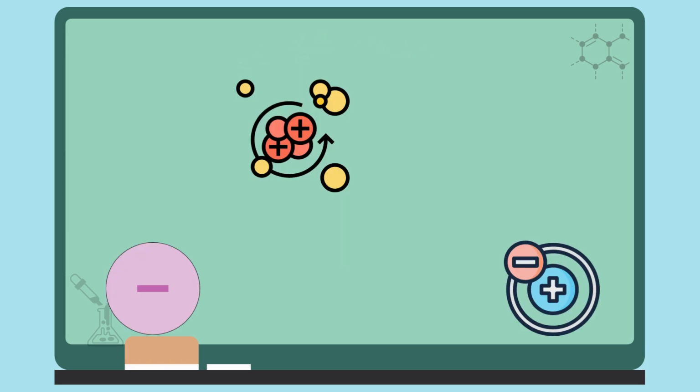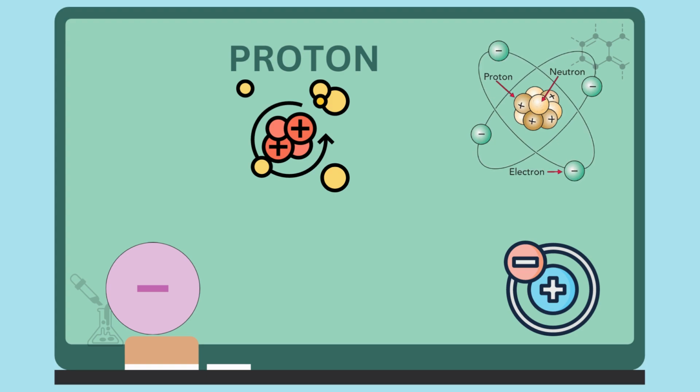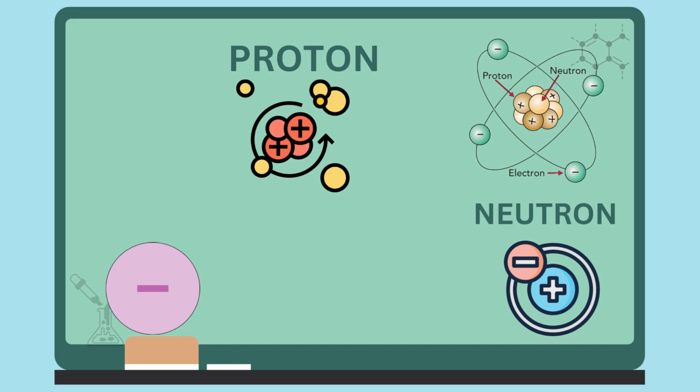The first one is a proton. A proton exists in the nucleus of an atom. It has a relative charge of +1 and is represented by the symbol P. The second subatomic particle is a neutron, which also exists in the nucleus along with the proton. It has a relative charge of 0 and is represented by the symbol N.